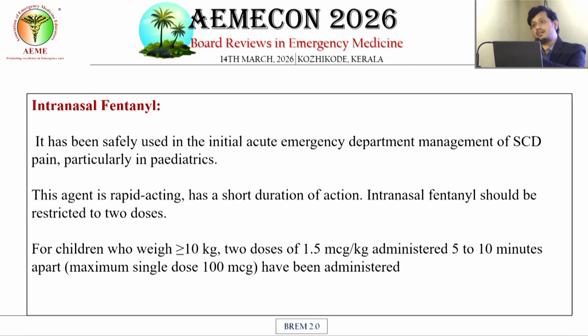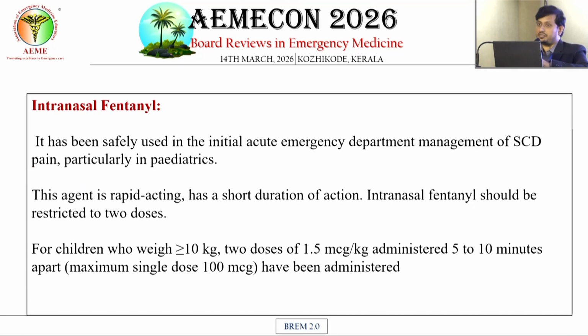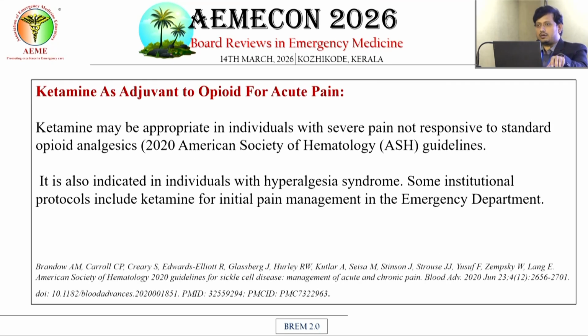There is something called intranasal fentanyl also. So rather than using the IV, you can use intranasal fentanyl, or nebulization of the fentanyl can be kept in triage itself for the early management of VOP scenarios. In this case, you can use intranasal fentanyl with 1.5 microgram per kg. So if you are using IV, it is 0.5 microgram per kg. If you are using nebulization, 2 to 4, and if you are using intranasal, it is 1.5 microgram per kg. Opioid is the mainstay of treatment in the management of VOP cases.